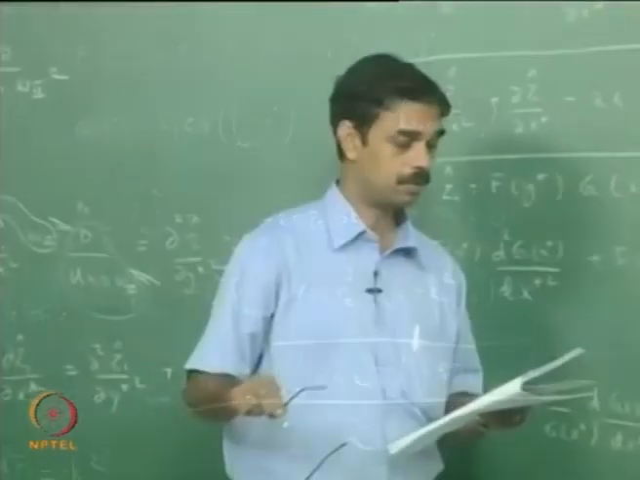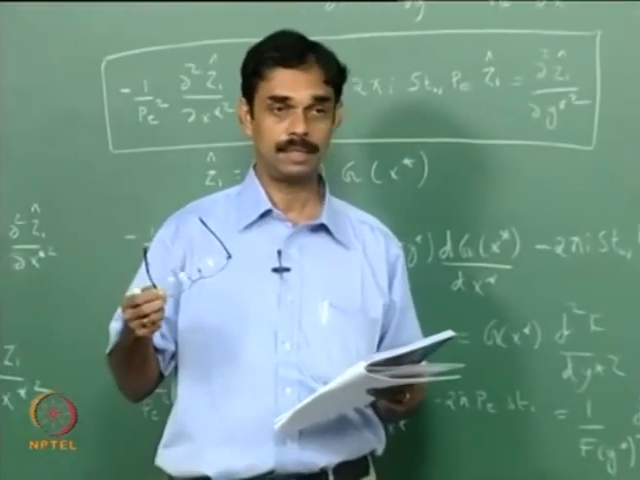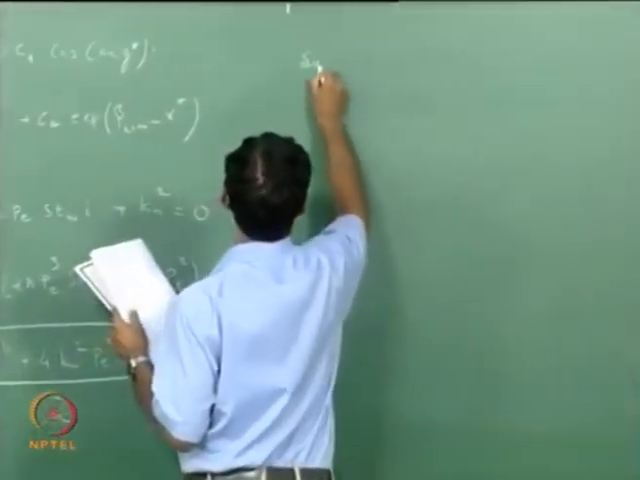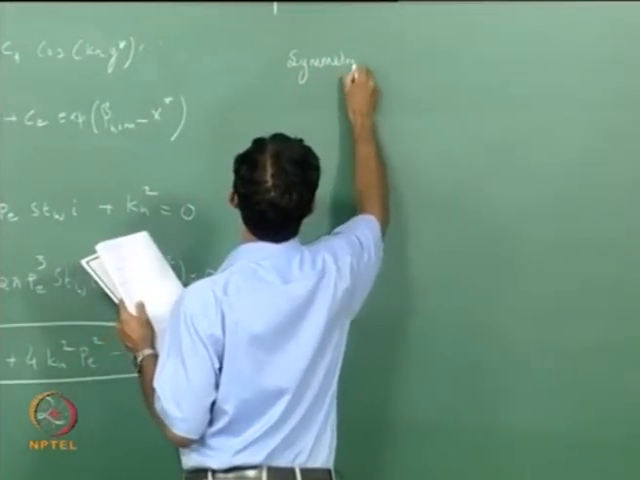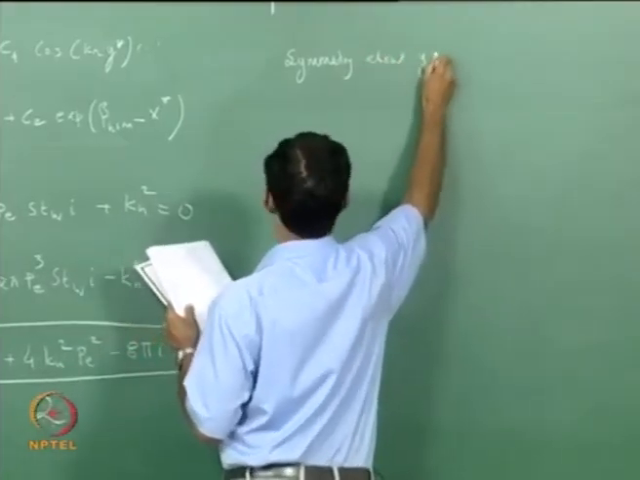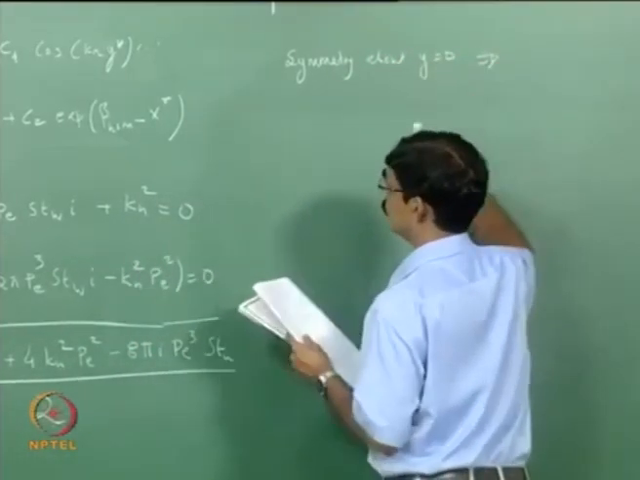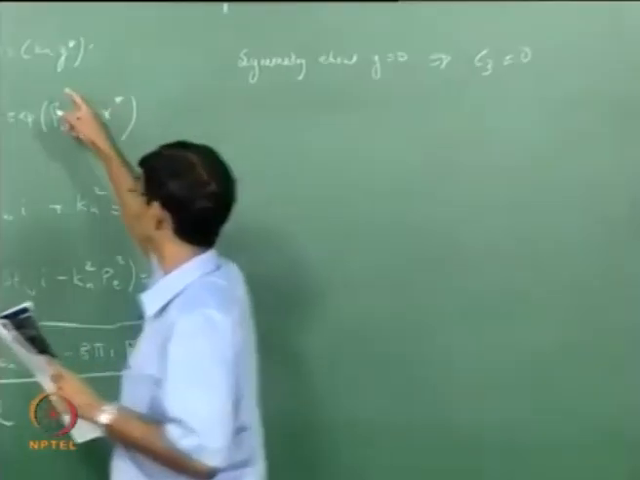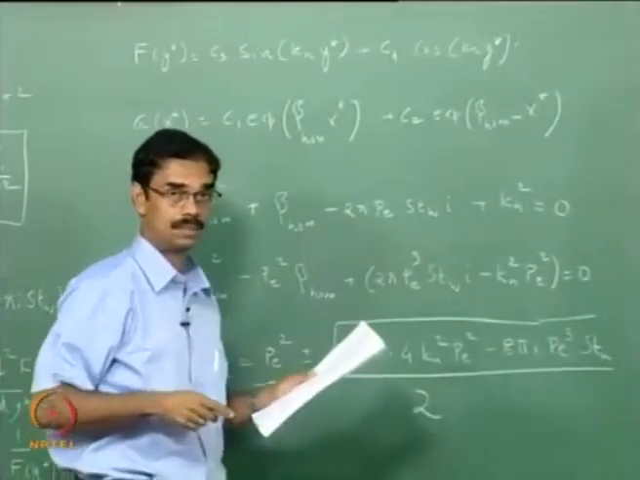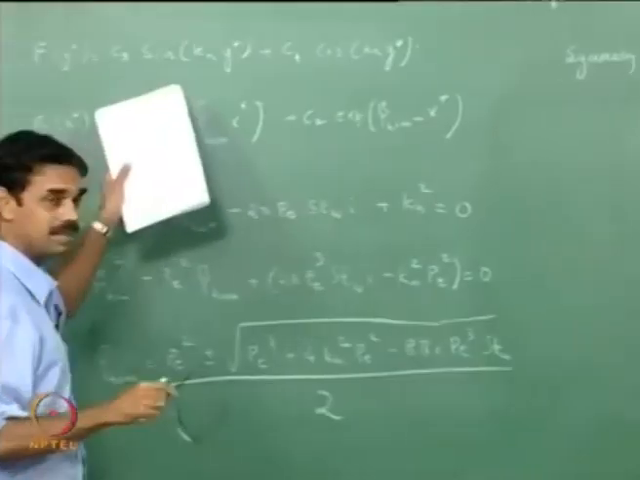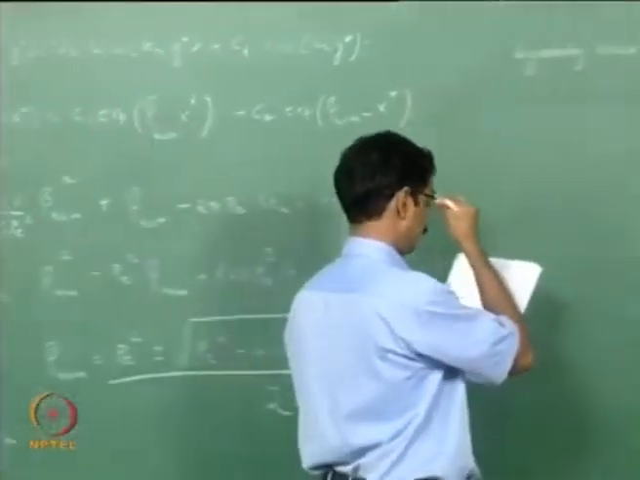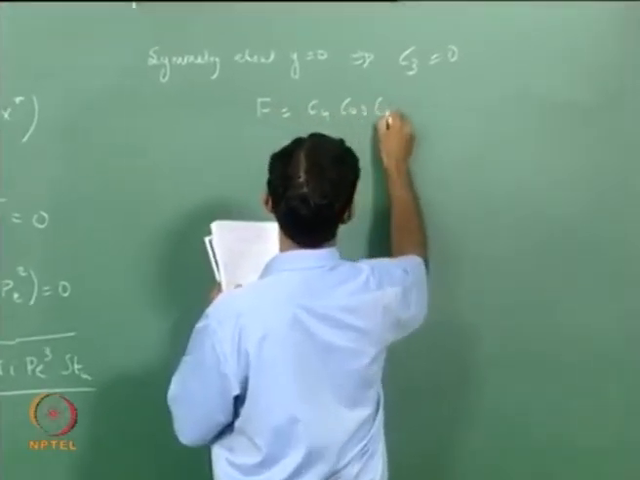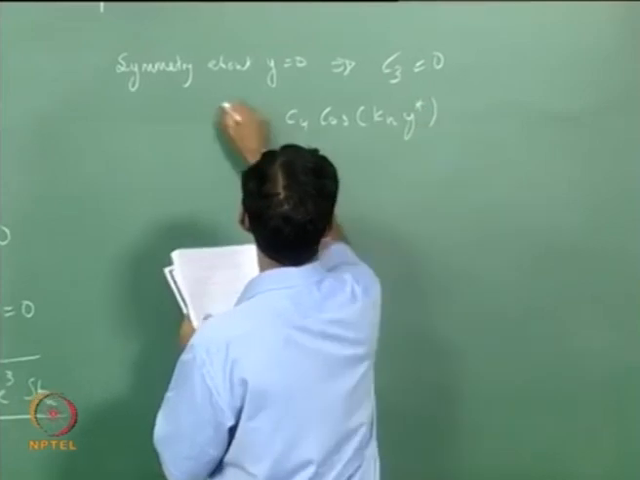So we will now apply the boundary conditions. We have a symmetry condition about y equal to 0, so we will apply that first. This will give C3 equal to 0. Cos is a symmetric function, sin is not, so we wipe out, or you can calculate the derivative, put it 0, you will get the same thing. So your f would be C4 cos k and y star.